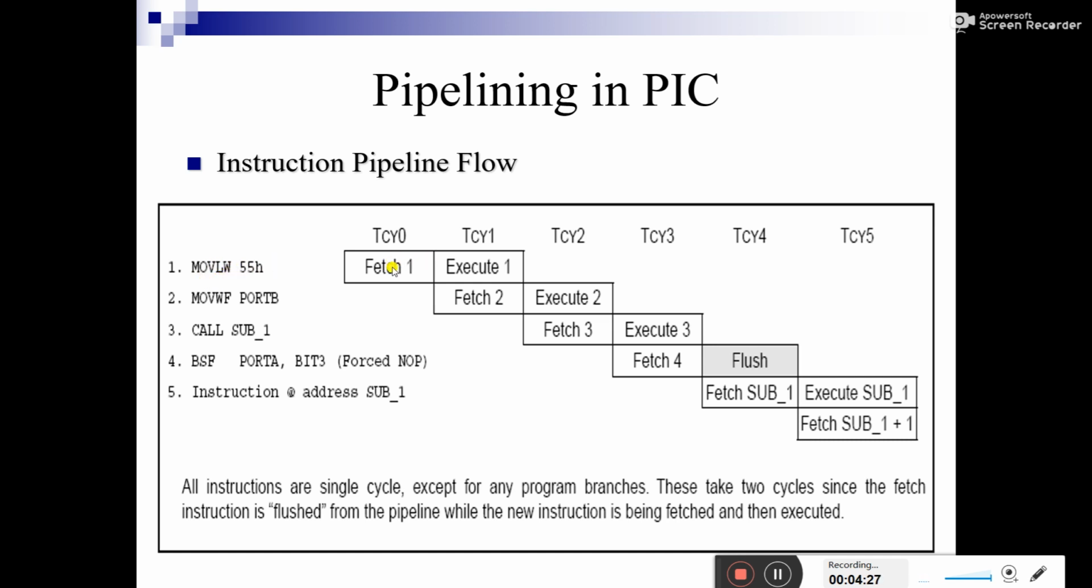In the first T cycle this instruction will be fetched, and in T cycle 1 it will get executed. But in this clock cycle another instruction will be fetched. Then in the next cycle the next instruction will be fetched, and the first instruction will be executed. Likewise, all the instructions in this instruction set will be executed. So it has a two-stage pipeline: first is fetch and the other is execute.